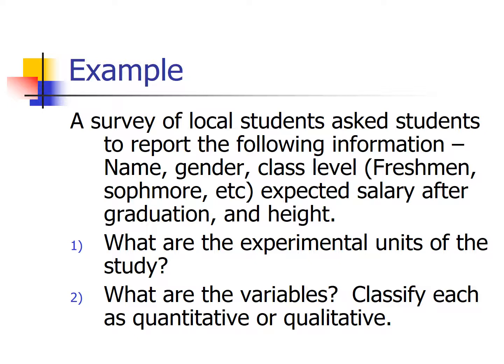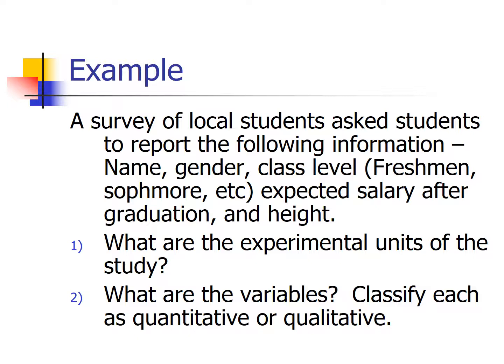Let's do an example just to make sure that we have the basic idea. So say that maybe we're like a radio station, like the Westchester radio station, or I guess even better, maybe like the Westchester newspaper, and we're going around, randomly selecting, accosting local students, grilling them, interrogating them, asking them to give us the following information. We say, what's your name? What's your gender? What's your class level? Hey, how much money do you expect to make after graduation? And I'm not really sure why we're doing this, but maybe we pull a little ruler out and we measure their height. So my first question to you is what are the experimental units?